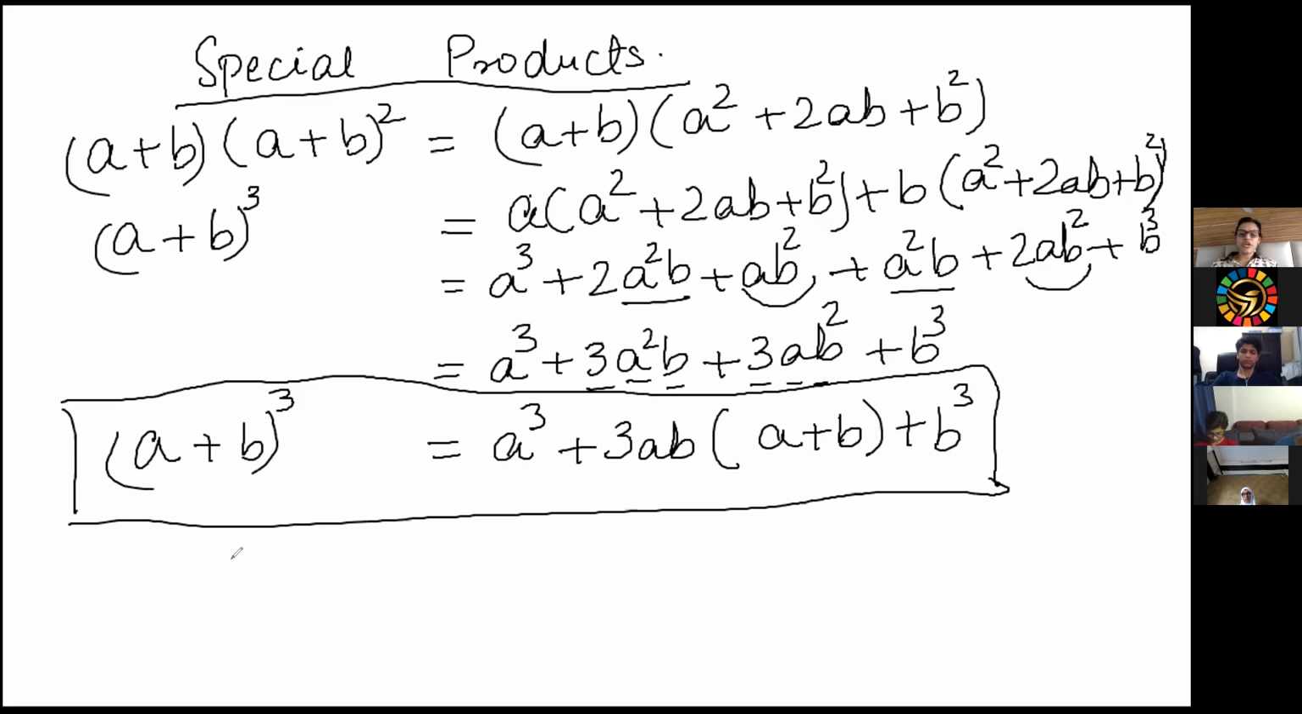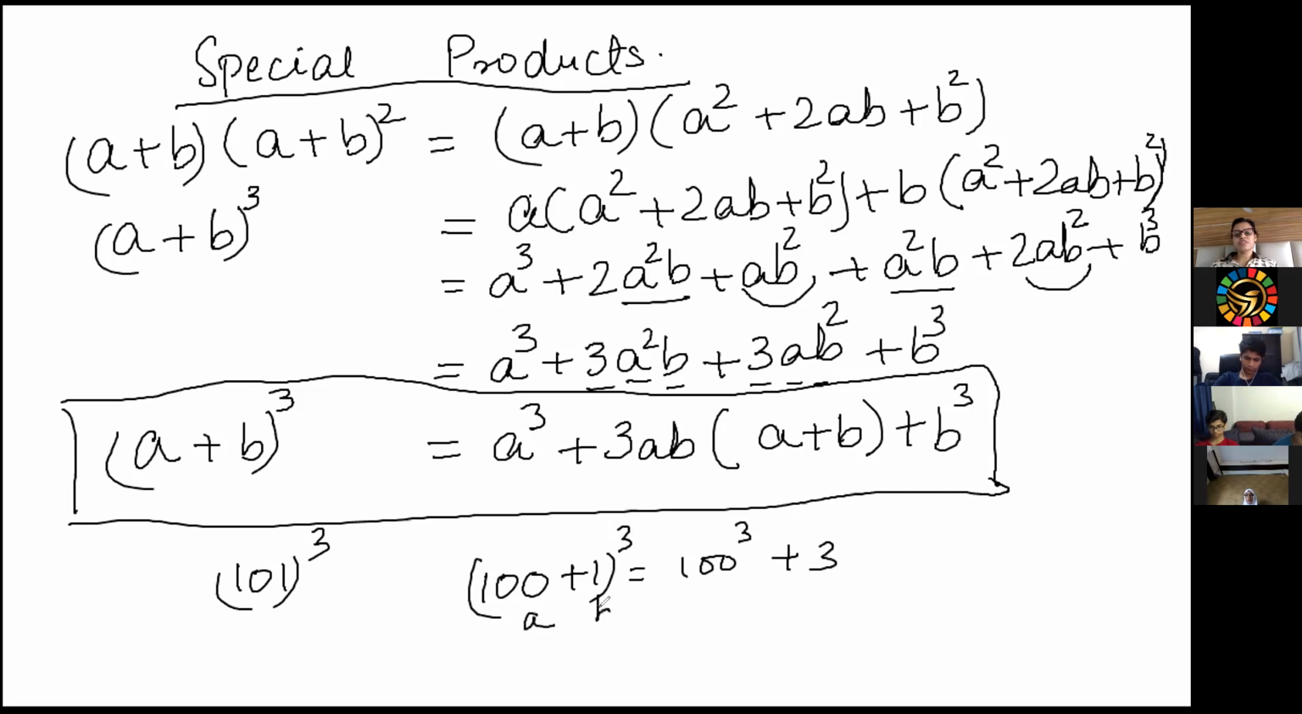Now where do we use this? Suppose I want to find out 101 cube. So if I have to find out 101 cube, what will I do? (100 plus 1) cube is equal to a cube, which is 100 cube. Then 3ab. So 3, this is your a and this is your b. So 3 into 100 into 1. (a plus b) is 100 plus 1, which is 101, plus b cube. b cube is 1 cube.